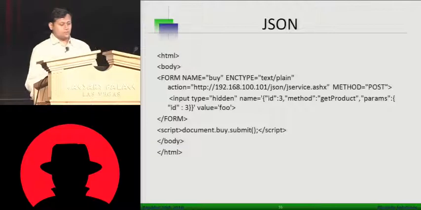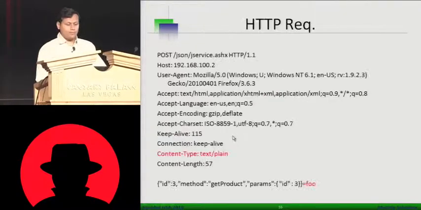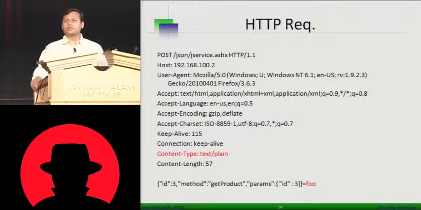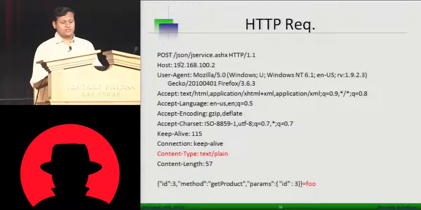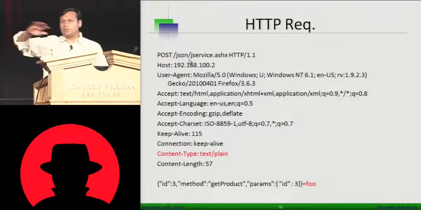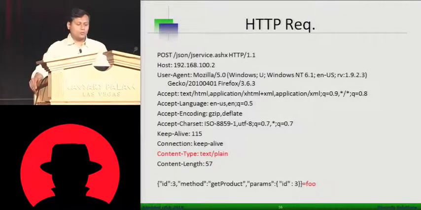So for example, in this form, what we have done is create a hidden value, input type hidden, and put the whole JSON envelope here with value equal to foo, and then we call document.forms.submit. When you do this, this kind of request is going to get generated in the browser. The browser will generate a backend request to json.jservice.ashx, and this can be to any domain.